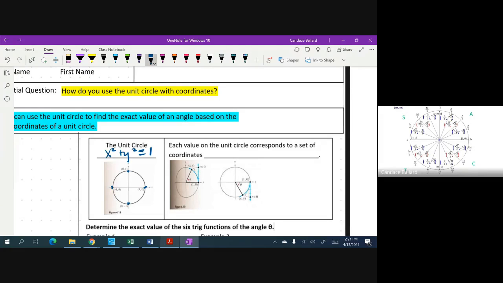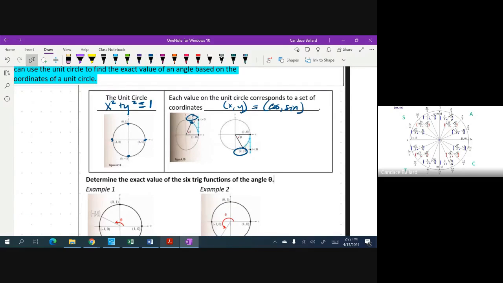Each value of the unit circle corresponds to a set of coordinates, x comma y. And we did talk about this before break, that x comma y is actually the cosine comma the sine. So on this picture, there are coordinates, and they correspond to an x comma y. And I know my picture's kind of squished and blurry. I probably should fix that.